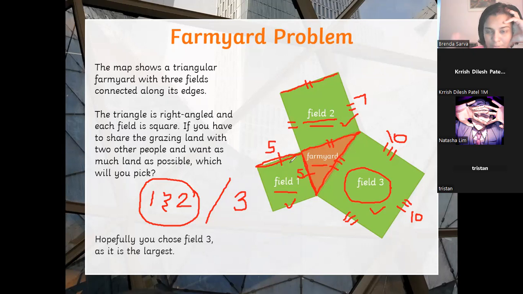Krish says he will choose the double field. He'll choose 1 and 2. How about you, Natasha? You got no right and wrong. You guys answer only, okay? Make a choice. Krish says he will go with 1 and 2. How about Tristan? Also 1 and 2. Okay, can I have your reason? Why did you choose 1 and 2? Do you think it's going to be bigger than 3? Is that the reason?